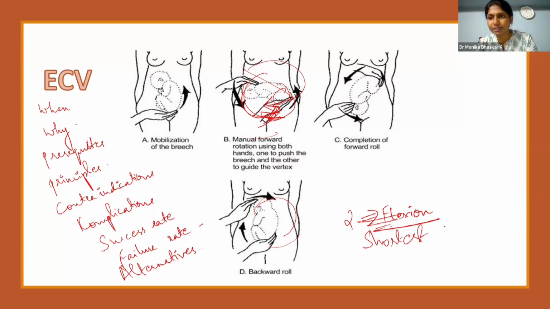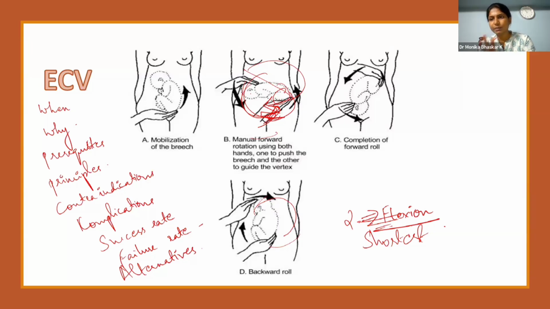Obviously, what all are the contraindications? Contracted pelvis, placenta previa, multiple gestation, oligohydramnios, polyhydramnios, low birth weight baby, large for gestational age baby, PPROM, PROM, mother in labor, abruption. All these are contraindications for ECV. Complications: fetal distress, PROM, onset of labor, abruption, cord compression, cord prolapse. All these are complications.